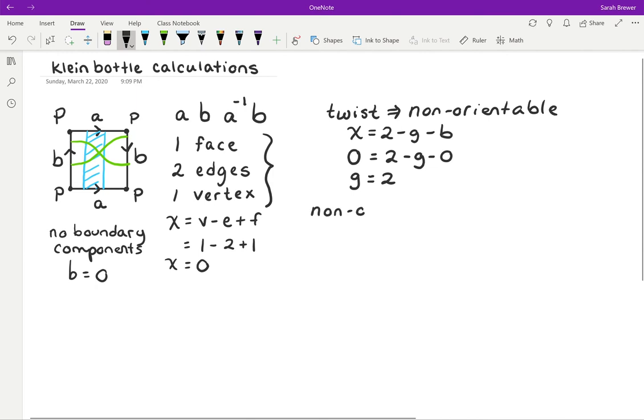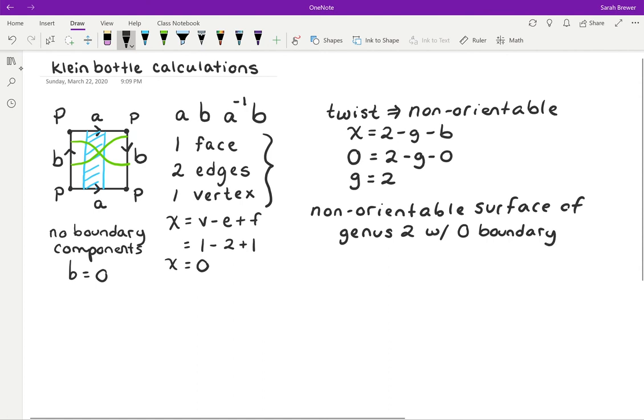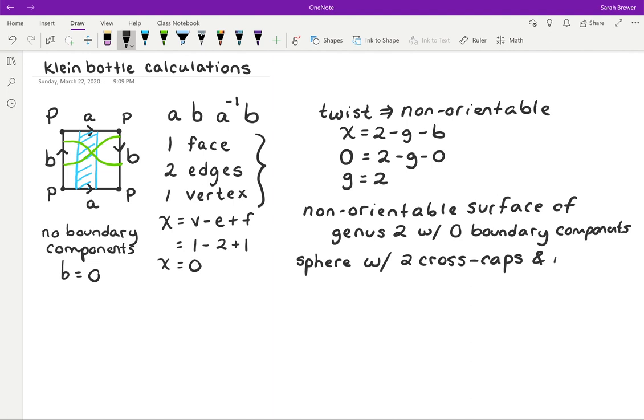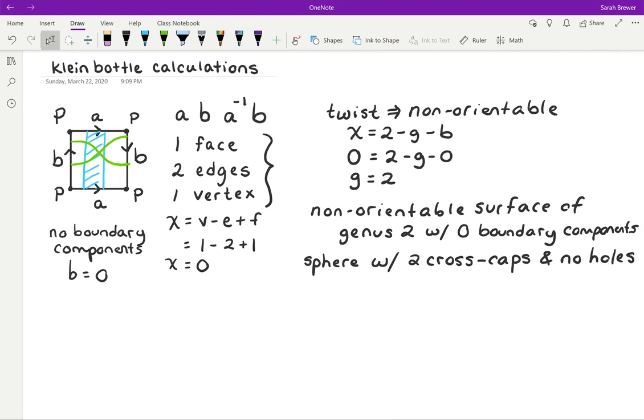So we have a non-orientable surface of genus 2 with 0 boundary components. Squeeze that in there. And so remember, if it's a non-orientable surface, genus 2 means that this is equivalent to a sphere with two cross caps. So each number in the genus is either handles or cross caps, depending on orientability. So two cross caps and no holes, right? Boundary components are holes. We'll look at one with holes in our next example. Okay, so we've got a sphere with two cross caps and no holes.